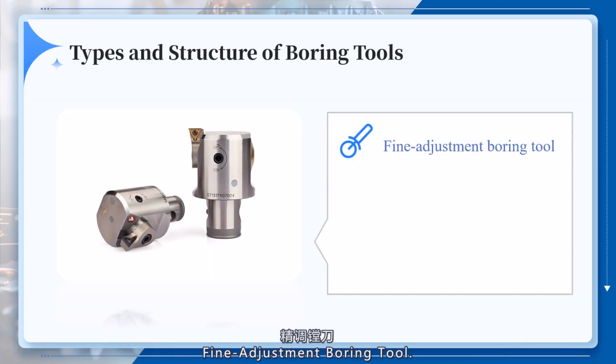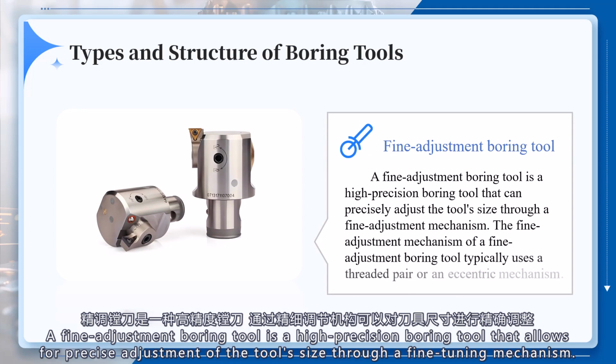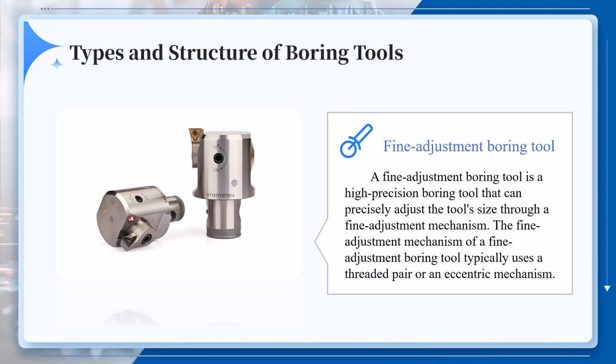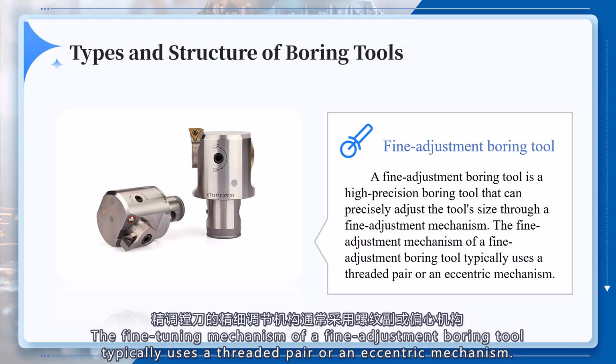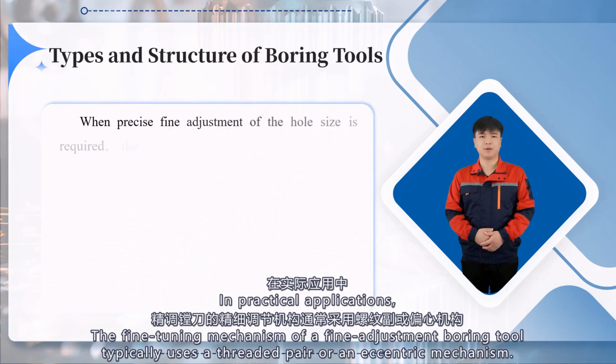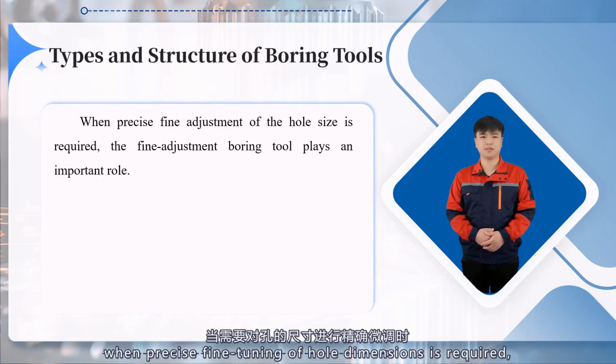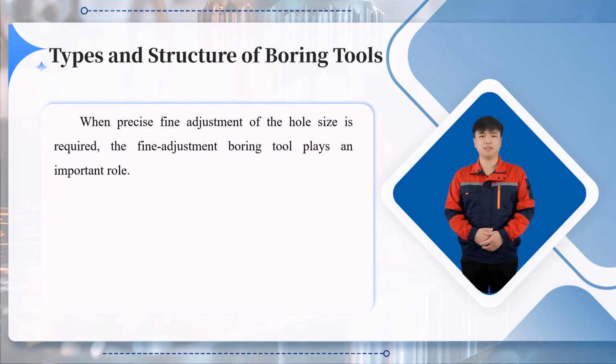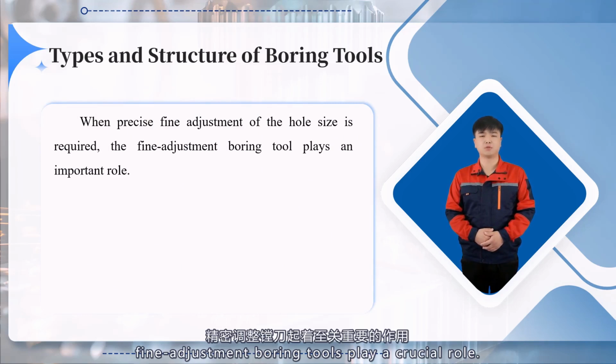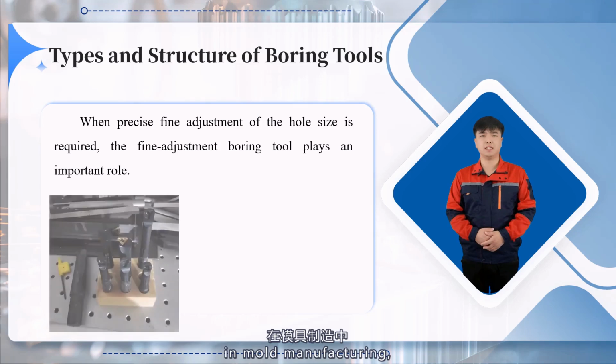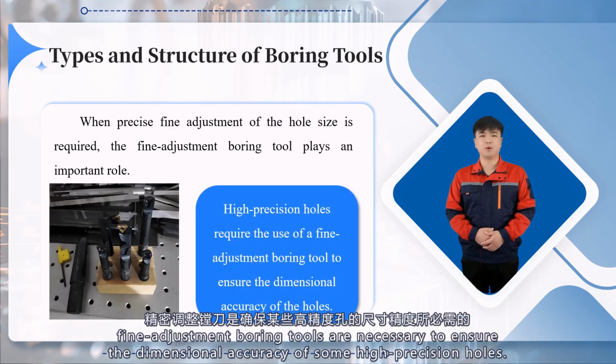Fine adjustment boring tool. A fine adjustment boring tool is a high-precision boring tool that allows for precise adjustment of the tool's size through a fine-tuning mechanism. The fine-tuning mechanism of a fine adjustment boring tool typically uses a threaded pair or an eccentric mechanism. In practical applications, when precise fine-tuning of hole dimensions is required, fine adjustment boring tools play a crucial role. For instance, in mold manufacturing, fine adjustment boring tools are necessary to ensure the dimensional accuracy of some high-precision holes.